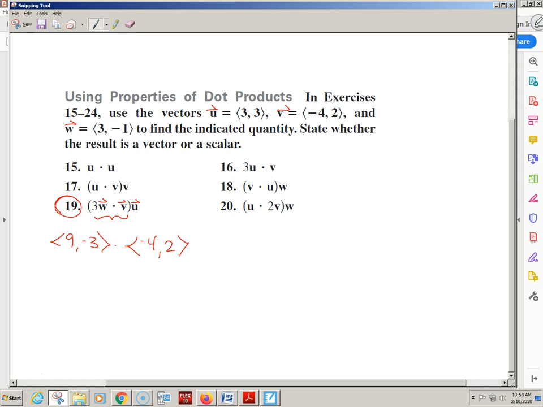So I would triple the W, dot product with the V. I still have this whole U thing out here. I'm just going to write it because we'll get to U in a second. Dot product first, but second, right? So we have 9 times -4, which is -36, plus -3 times 2, which is -6. Dot product adds, so that's what's inside my parentheses with that U on the outside.